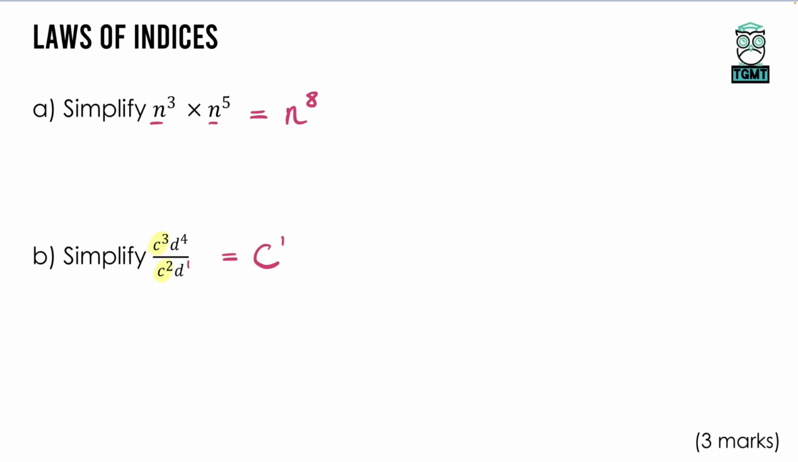For the D, we have D to the power of 4, and then we have D to the power of 1. If we subtract those powers, we end up with d to the power of 3. Typically, I wouldn't write it with that power of 1, so I would just write c d to the power of 3. And there we go, there are our laws of indices when multiplying and dividing.